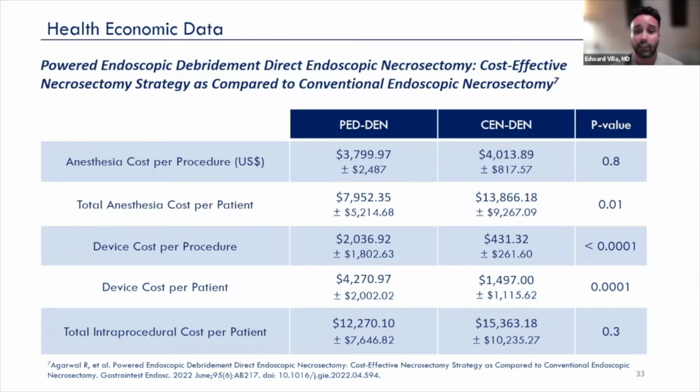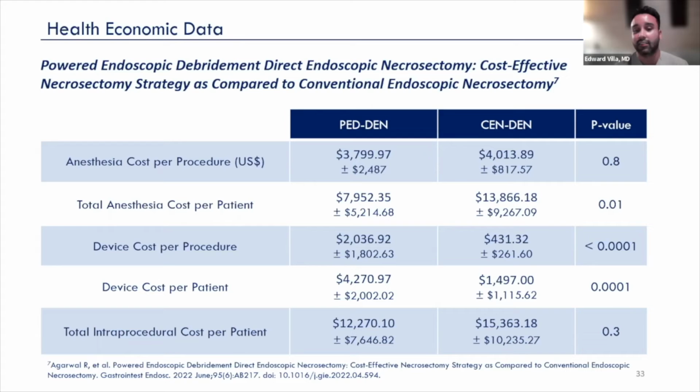Obviously, the conventional devices are going to be cheaper than the EndoRotor device. So you can see that device cost per procedure and patient is significantly lower in the conventional group. When you take all the costs together, the total intraprocedural cost per patient is about $12,000 in the EndoRotor group, roughly $15,000 in the conventional group, which was not a statistically significant difference.